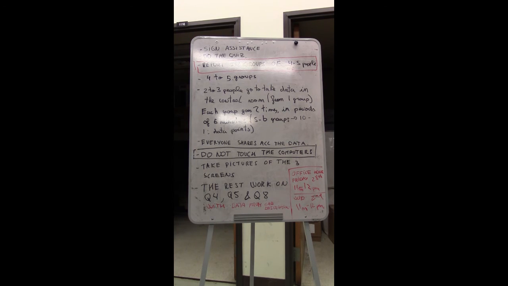So now we're going to split the room in the groups that I said, and I will prepare a table with the times at which each group will have to go to the control room. So please start making groups of 5.